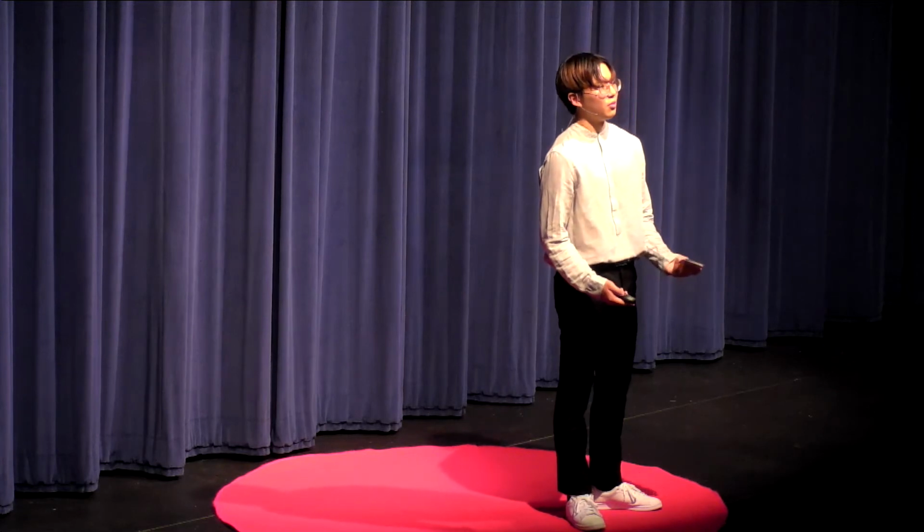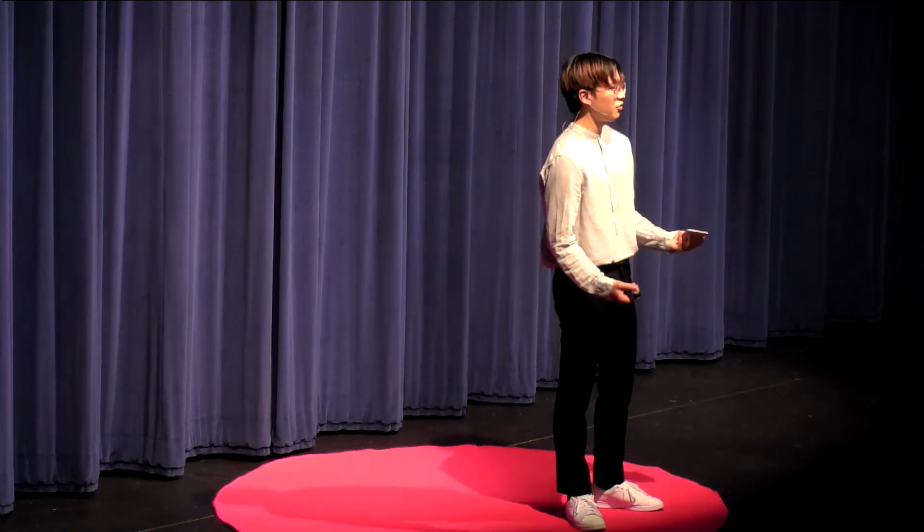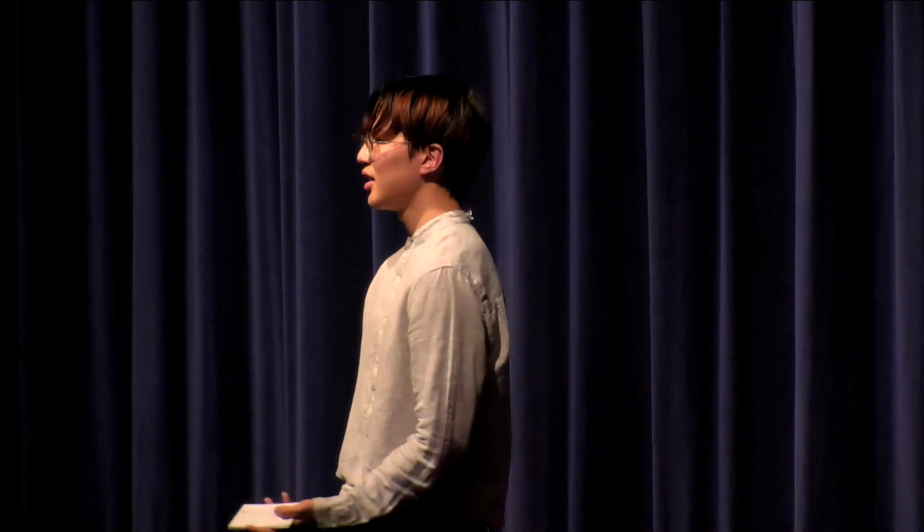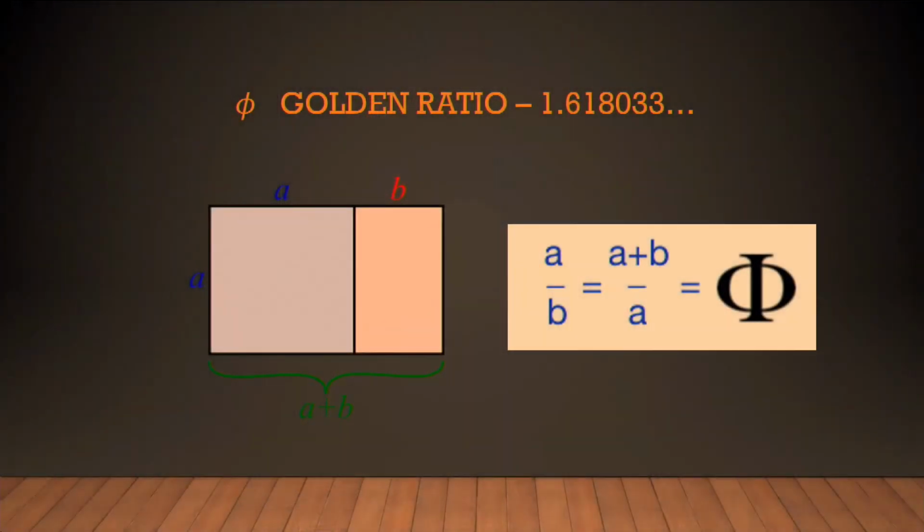Another irrational number in our world is the golden ratio. The theory is this: if we have a rectangle with length A and width B, A divided by B equals A plus B over A, with a specific number of 1.618033. This impossible ratio does exist in our surroundings.